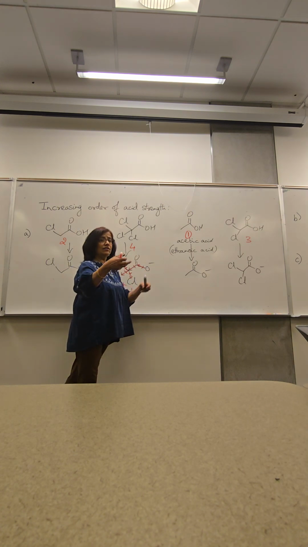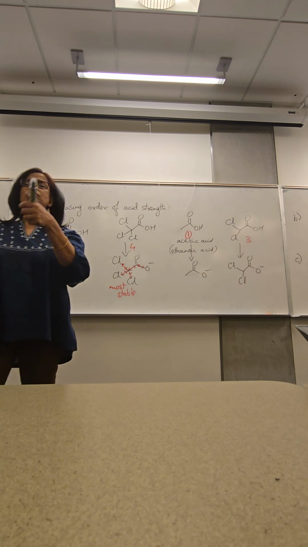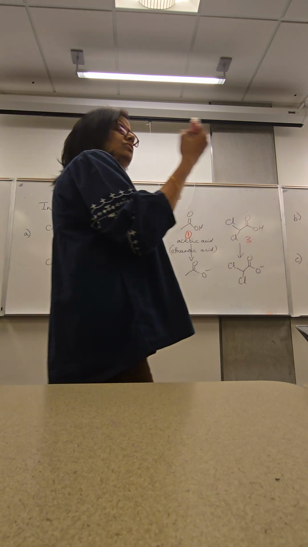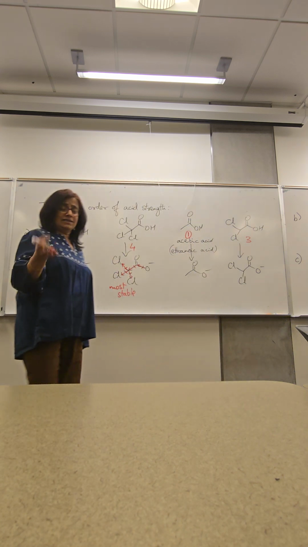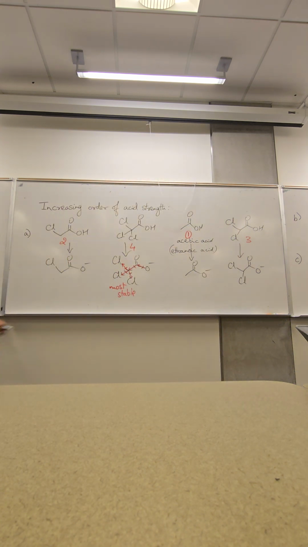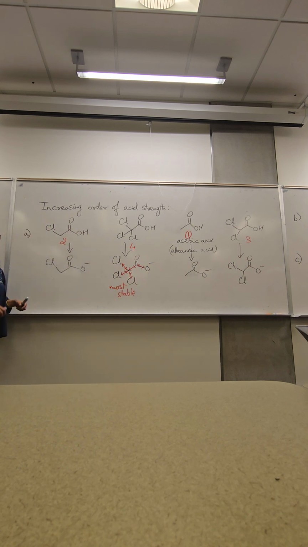If you are negative and I'm taking electron density away from you, what is that going to do to you? Will it stabilize you, destabilize you, or leave you as is? Stabilize. So that is stabilizing the negative charge. Okay, which is the least stable conjugate base of the four?